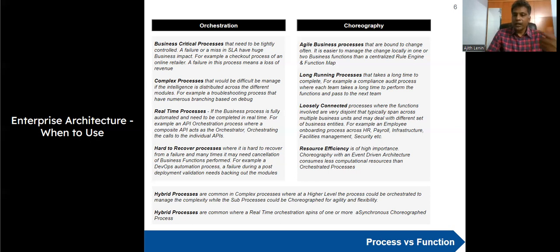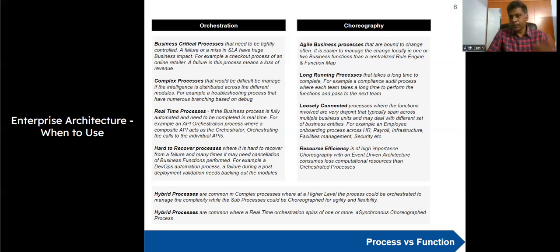Another scenario is hard to recover processes. What I mean by hard to recover is that any failure that happens basically needs backtracking the entire process. For example, a DevOps process, from the check-in to unit testing to deployment to environment testing, etc. In the entire DevOps chain, if any failure happens, very likely we'll basically backtrack the entire thing and go back to the state before the process started. So those kinds of scenarios we go for orchestration.